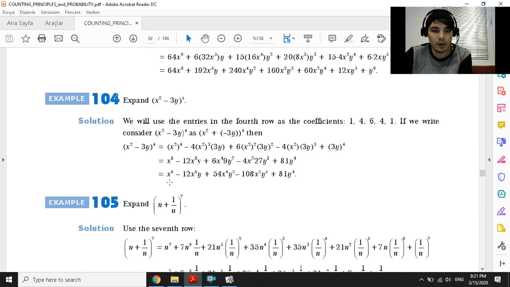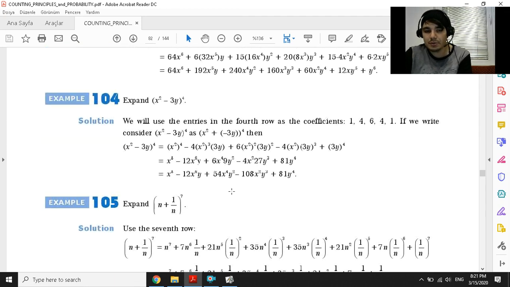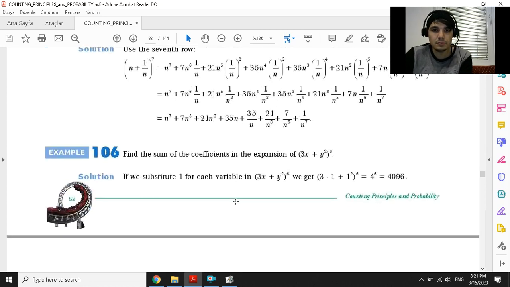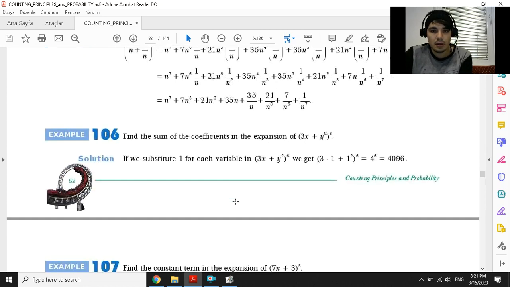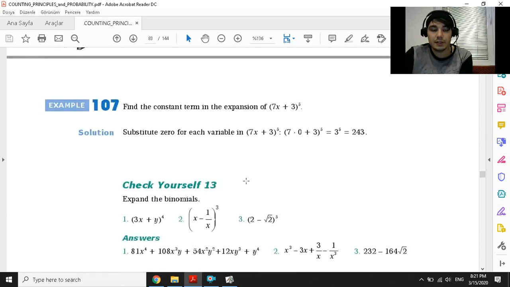Take example 104. Okay, for example 105, we will find the seventh power of n plus 1 over n. Take the coefficients, and we have actually the same story. Okay, and check yourself 13. It is homework for the next time.